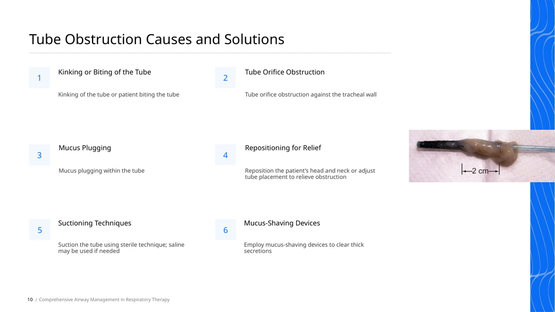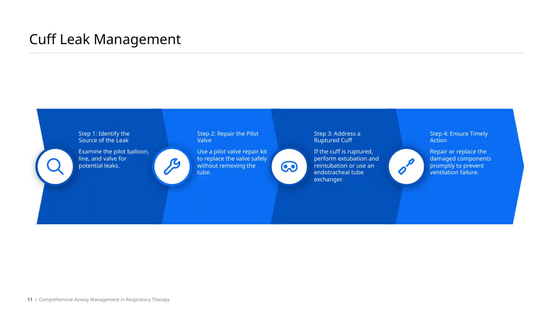patients' respiratory health effectively. Let's talk about cuff leak management, a crucial part of comprehensive airway management in respiratory therapy. When we encounter a damaged cuff, it's essential to act quickly to prevent ventilation failure. The first step is to identify the source of the leak, which involves examining the pilot balloon, the line, and the valve for any signs of damage or leaks.